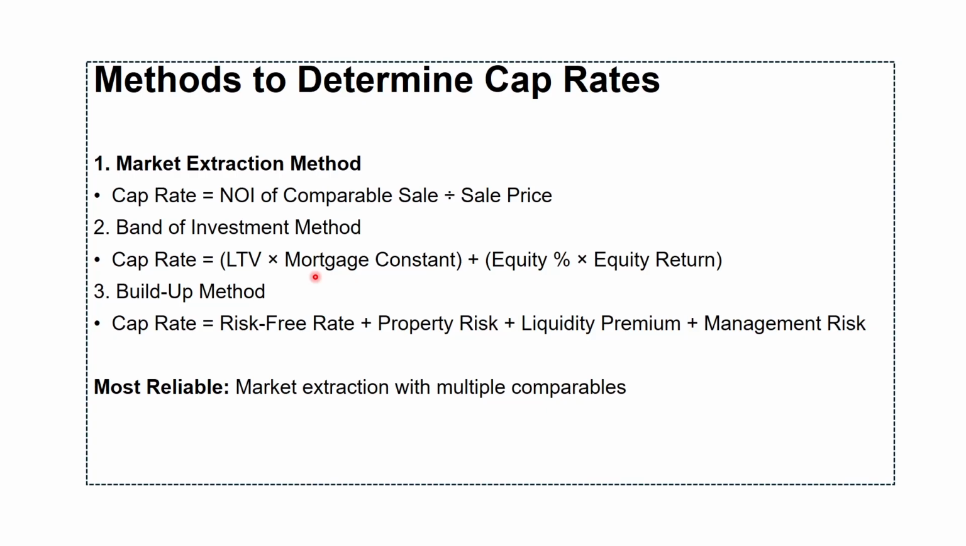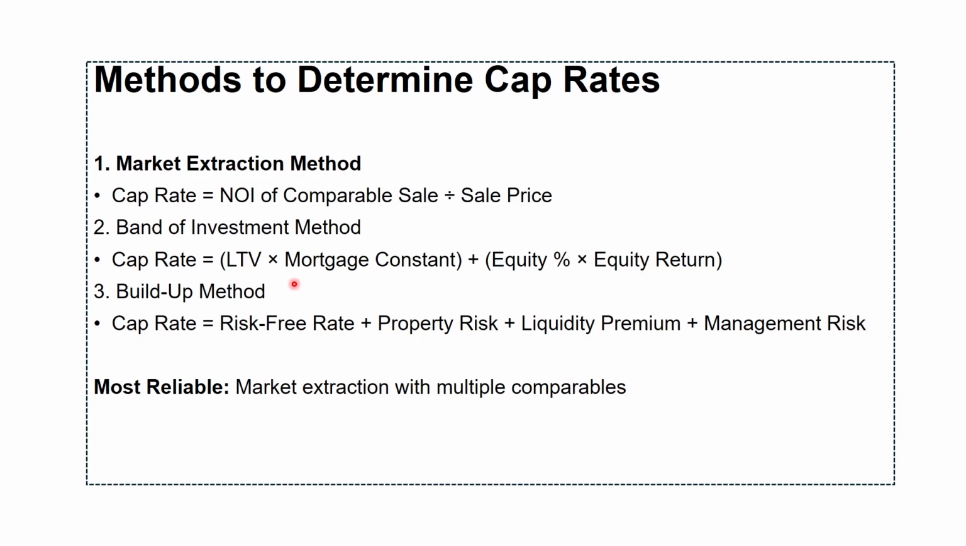For the band of investment method, we have to recognize that most properties are purchased with a combination of debt and equity. So it calculates a weighted average of the cost of debt, which will be the mortgage constant, and the required return on equity. This method is particularly useful when you have good data on financing terms and equity return expectations.